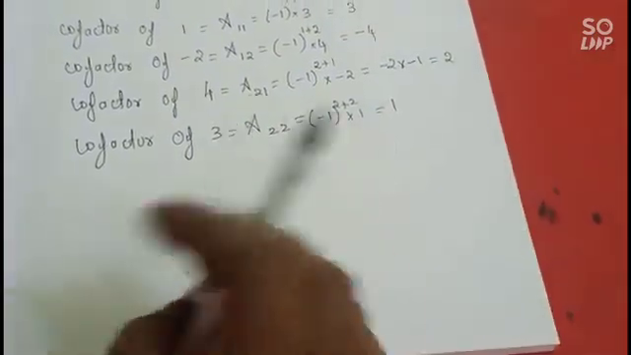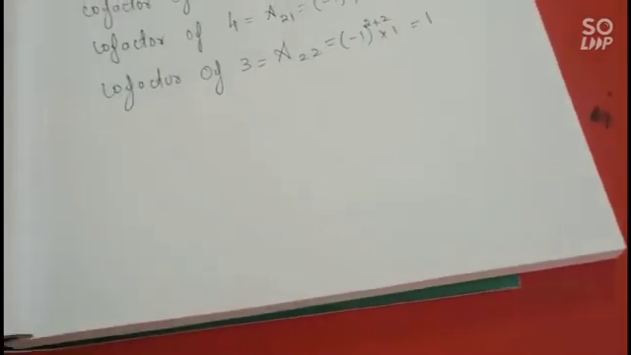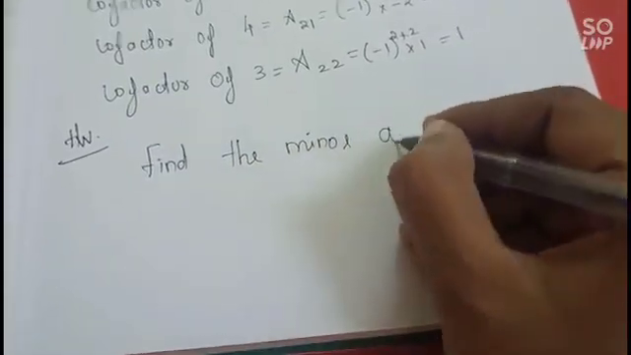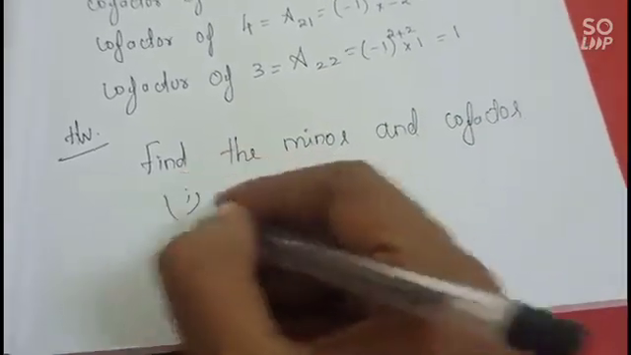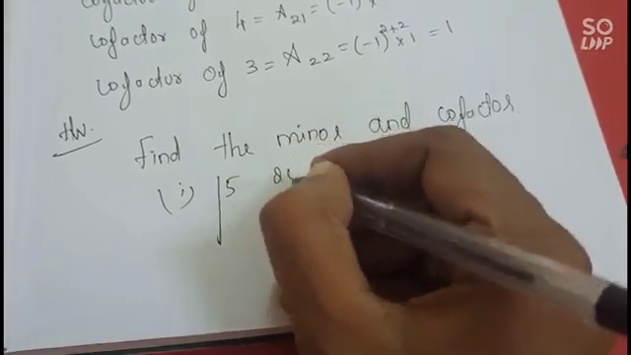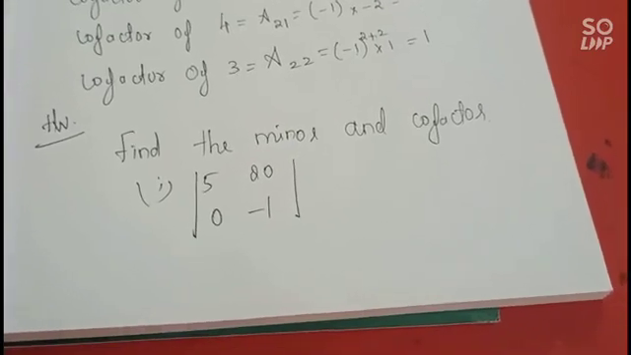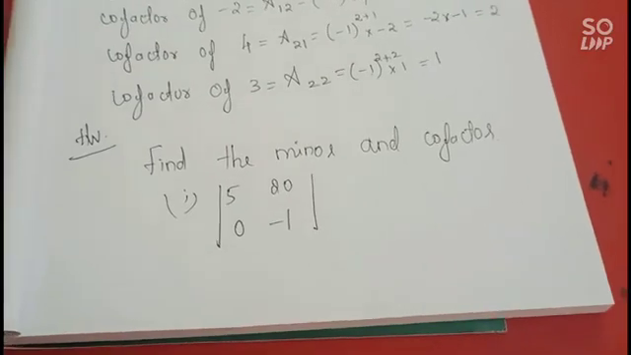So these are the two examples we have learned today. I will give 1 or 2 problems to work out for you today. Then you will get some more practice. Take down the homework. Find the minor and cofactor. First problem is 5, 20, 0, -1. Just try that, you will get some more idea. This is only one small problem. Please try it, complete it and send it to me.